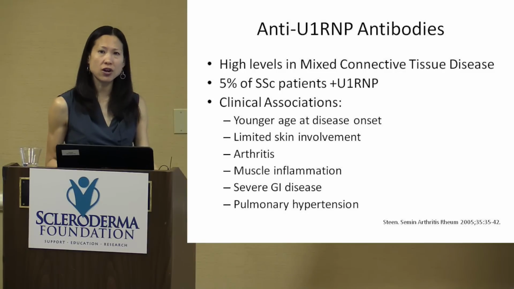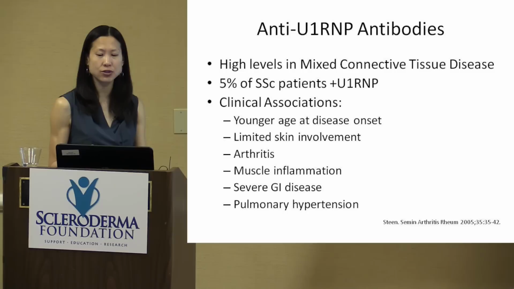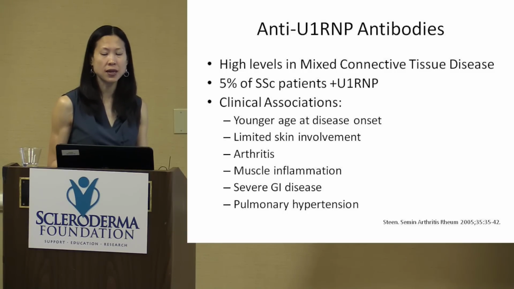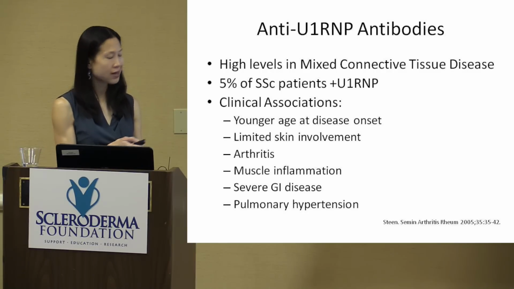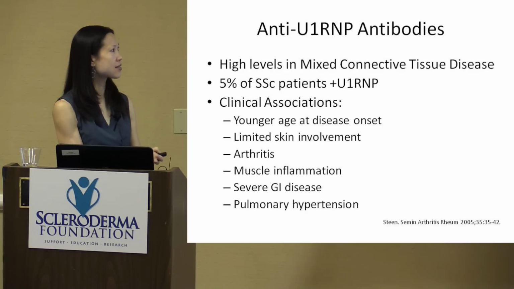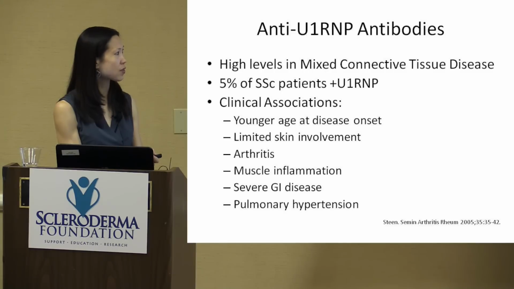The anti-U1RNP, or ribonuclear protein antibody, you probably have heard about because it's associated with mixed connective tissue disease, so patients who have a lot of overlap features, maybe some rheumatoid arthritis, lupus, and scleroderma features, but often associated with muscle inflammation. About 5% of scleroderma patients have this antibody. Again, younger age at disease onset.